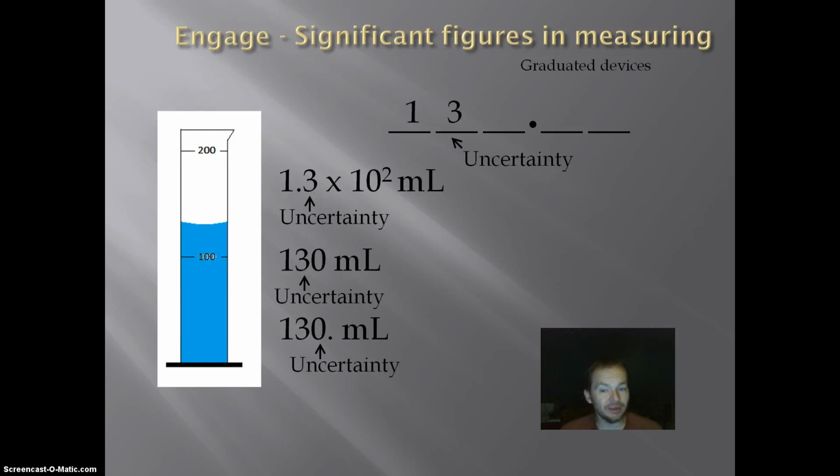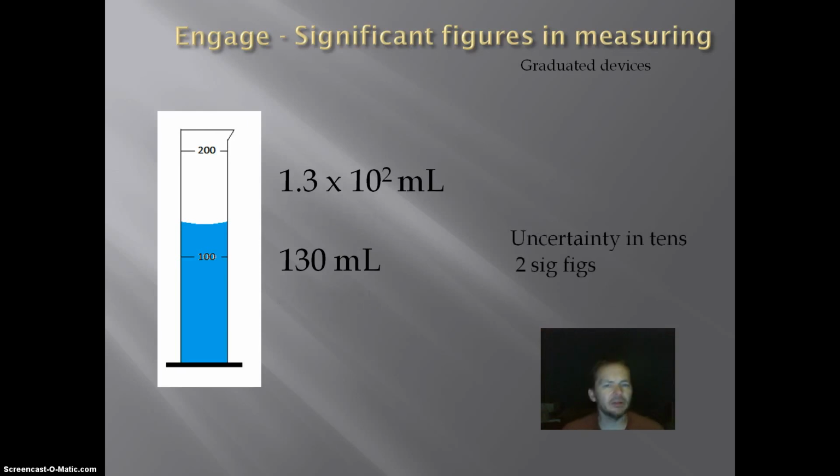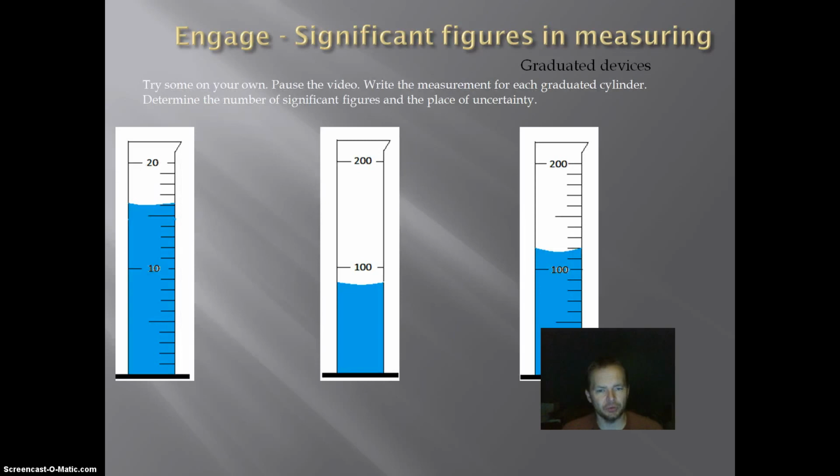So to correctly write this, I would write it either 1.3 times 10 to the second or 130 with no decimal point. Both of these indicate that the uncertainty is in the tens position, and there are 2 significant figures. So let's try a couple of these on your own.